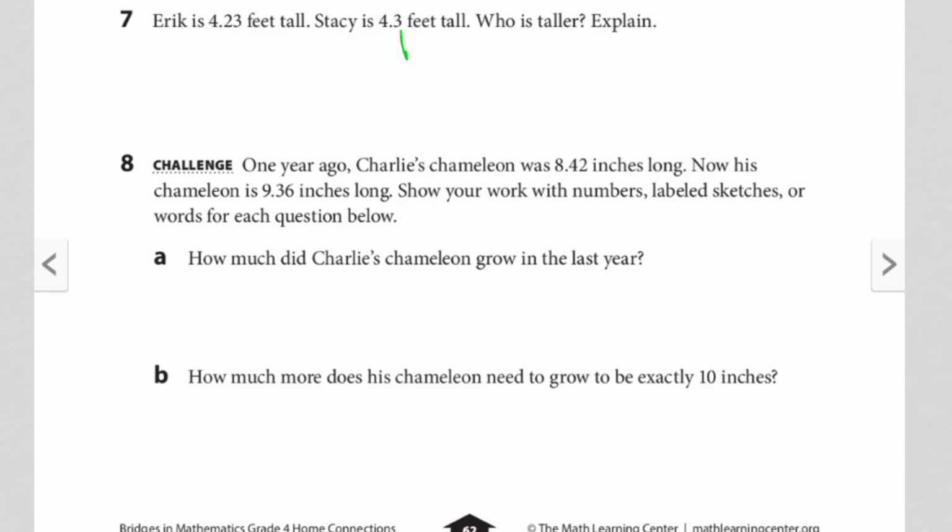Again, we're looking at that 3/10, really meaning 30 hundredths, because that's 3 strips, and we know each strip has 10 in it, so we see that this is really 30. So who is taller? We want to say Stacy is taller, because 3/10 is equal to 30 hundredths, and 30 hundredths is bigger than 23 hundredths. And number 8, take a look at our challenge. 1 year ago, Charlie's chameleon was 8 and 42 hundredths inches long. Now it's 9 and 36 hundredths inches long. Show your number in words. How much did his chameleon grow?